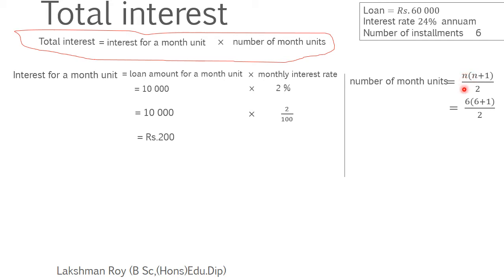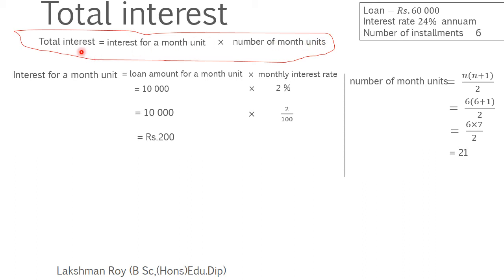So here I put n is 6, here also n is 6 plus 1, divided by 2, right? So within the bracket you can add those two. 6 plus 1 is 7. In front of the bracket is multiplication, so 6 multiplied by 7, that you divide by 2. You get 42. That divided by 2 is 21. So that is the number of month units. That is a number. Now the number of month units we found.